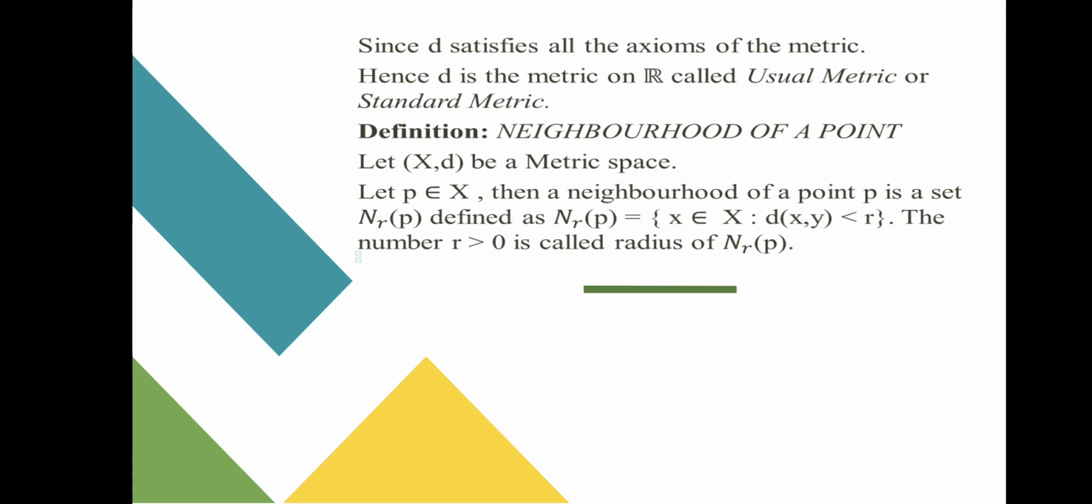Definition, neighborhood of a point. Let (X, d) be a metric space. Let p belongs to X. Then a neighborhood of a point p is a set N_r of p defined as N_r of p equal to the set of all x belongs to capital X such that d of x comma p is less than r. The number r which is greater than 0 is called the radius of N_r of p.